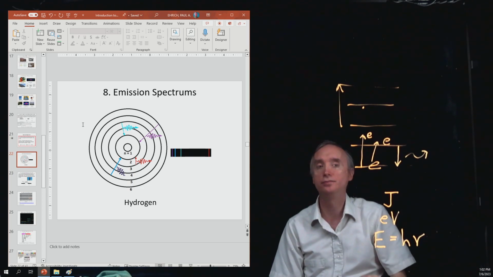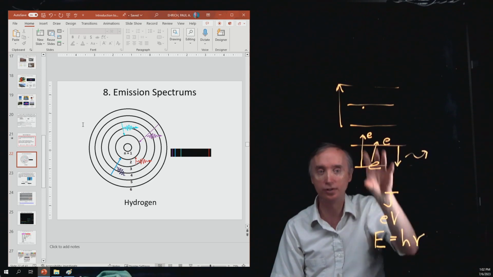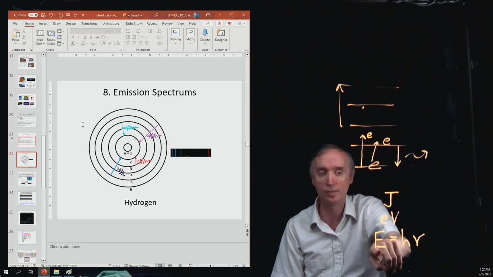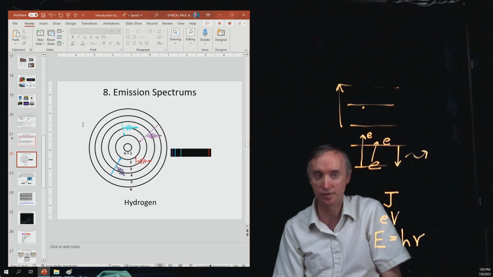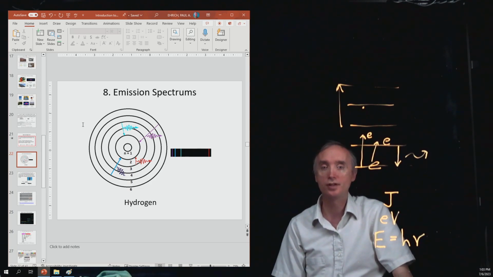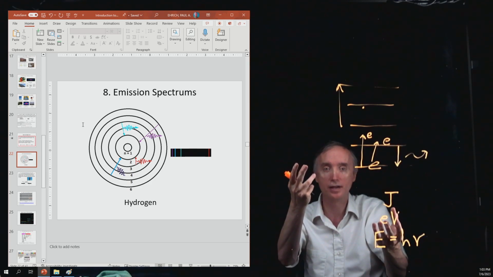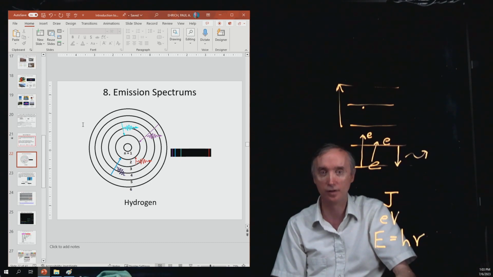Okay, so real atoms have multiple electrons, and each of those electrons can be doing different kinds of jumps. Each jump is going to produce a particular amount of energy, and each energy corresponds to a different color of light, a different frequency of light. So when you take an element or an atom and you heat it up or you hit it with electricity, there's going to be multiple electrons jumping up and down, producing different colors of light.